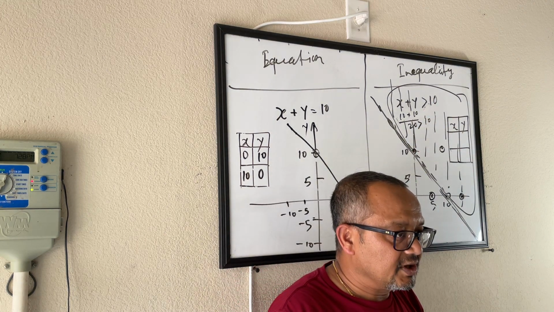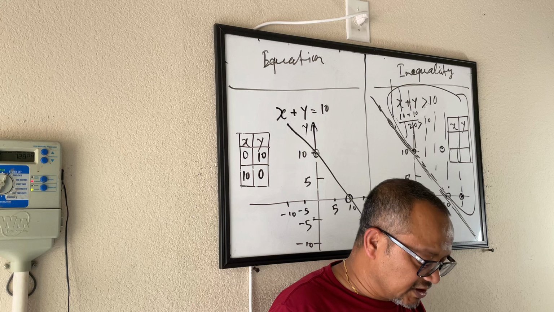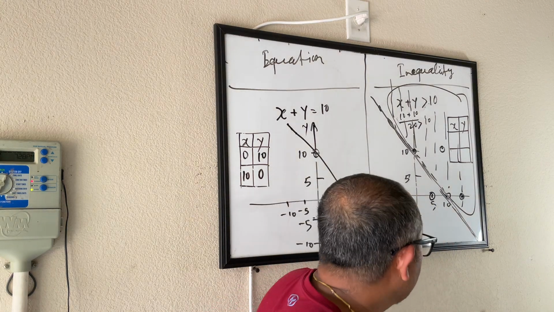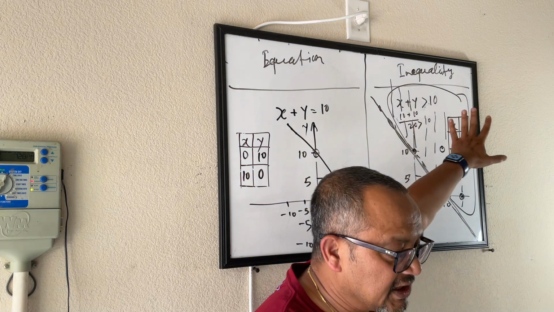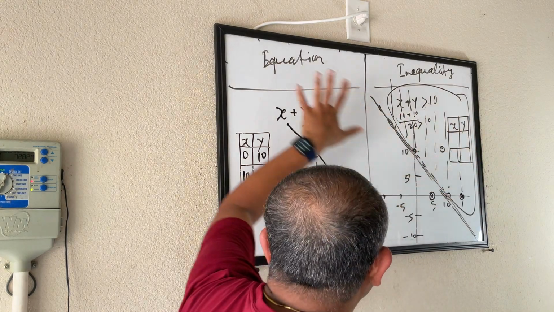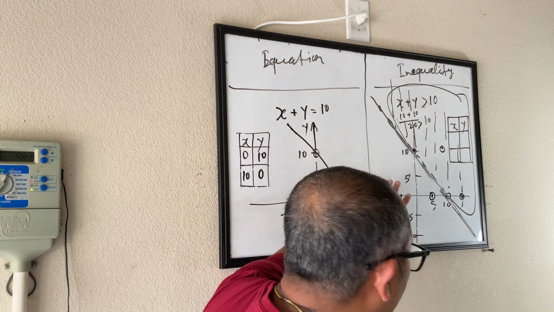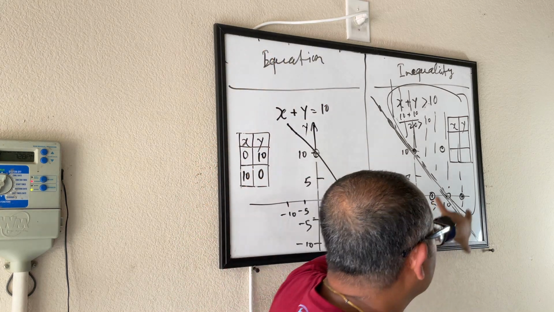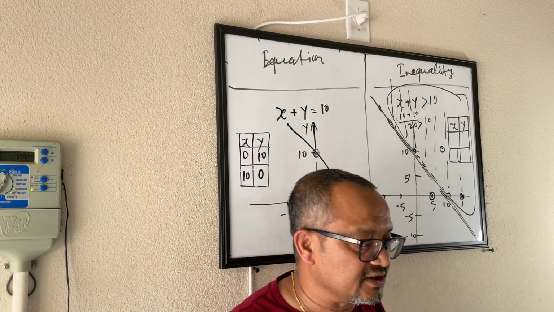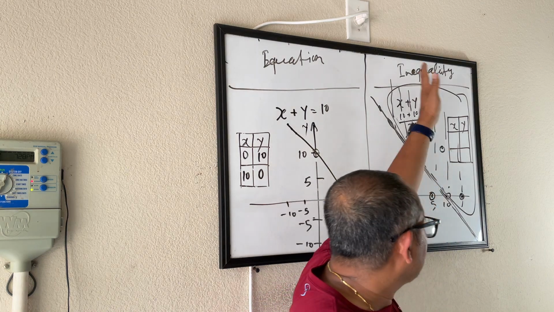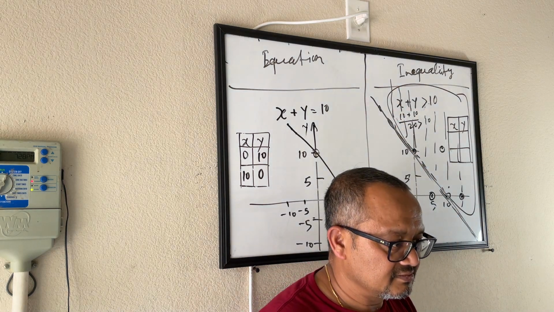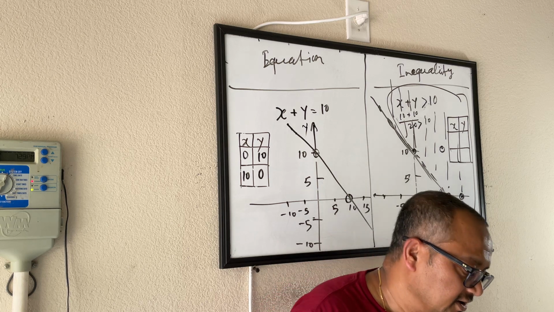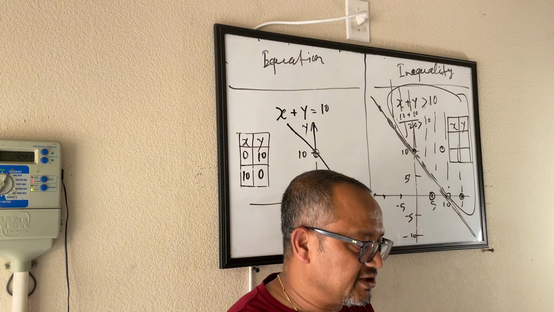So that's one of the most important differences between equation and inequality. A linear equation represents the points that draw a line satisfying this condition, while the inequality will always be a region which satisfies this condition. Let me stop here. Any questions?